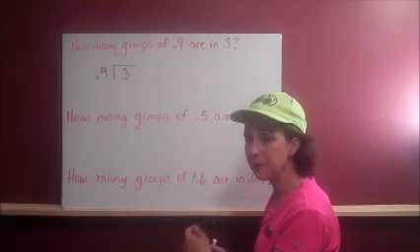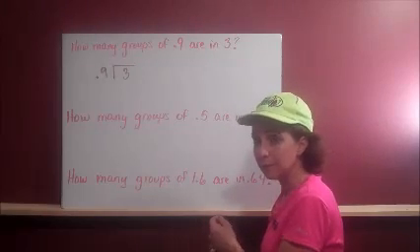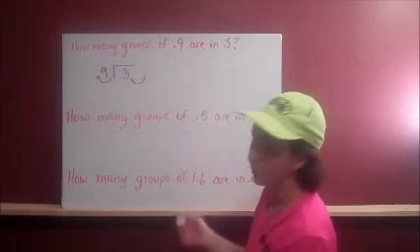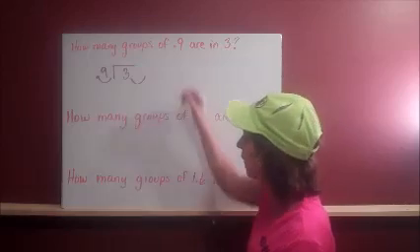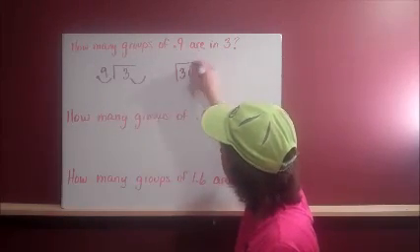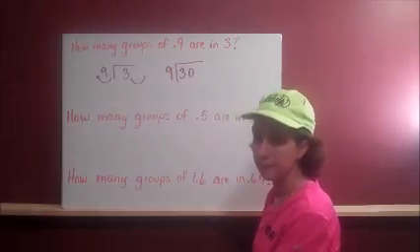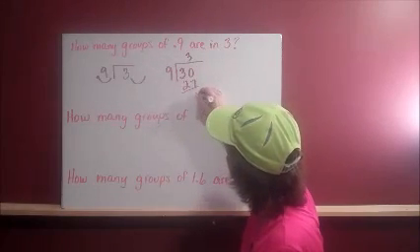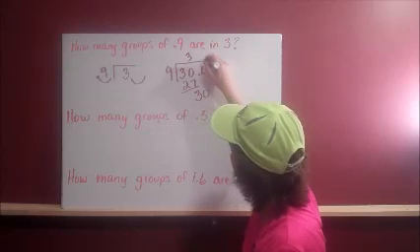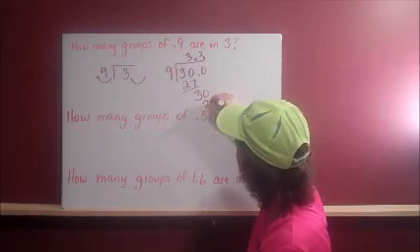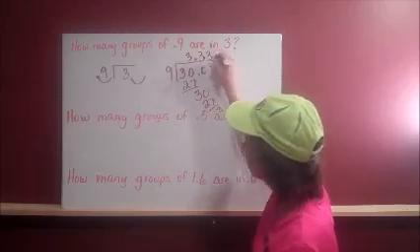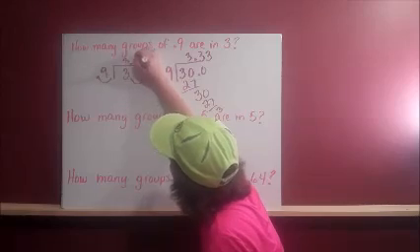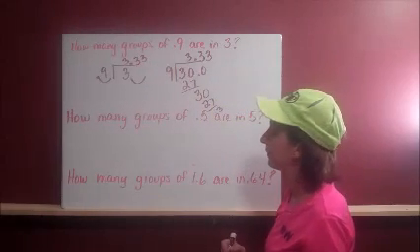Because there is a decimal in the divisor, I need to move it until there's not. So because I moved it once here, I'm going to move it once here. My new problem, my equivalent problem, is 30 divided by 9. I would solve 30 divided by 9. Then I would get a repeating decimal. The repeating decimal that I get here is the answer that goes on the original problem.